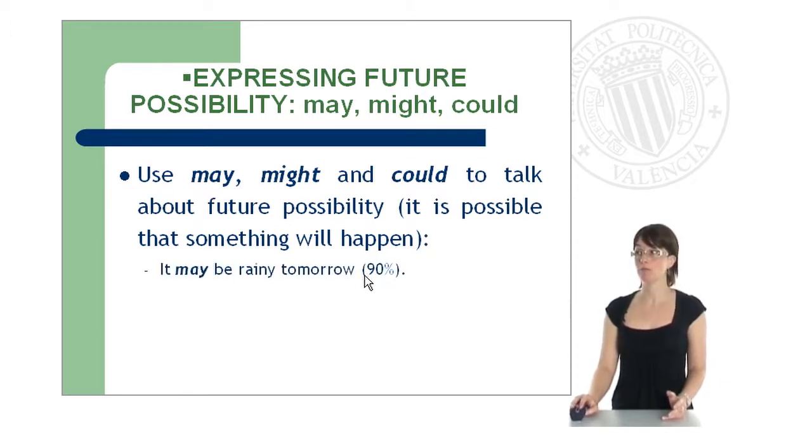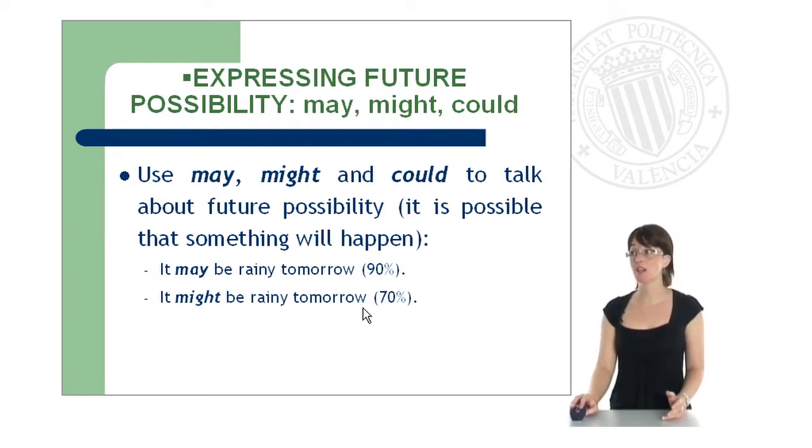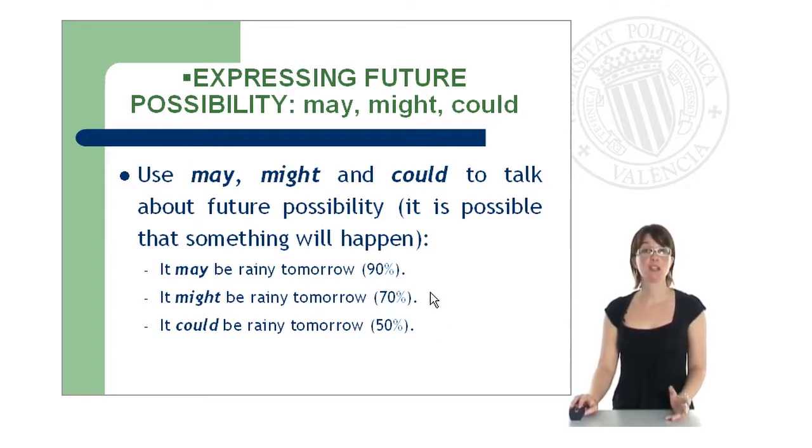It may be rainy tomorrow. It might be rainy tomorrow. Or it could be rainy tomorrow. So there is a difference in the use of these modal verbs. If you say it may be rainy tomorrow, you are more or less 90% sure that this will happen in the future. If you say it might be rainy tomorrow, the likelihood of rain is less high. And if you say it could be rainy tomorrow, you are less sure than if you use might or than if you use may. So it depends on how sure you are that something will happen in the future.